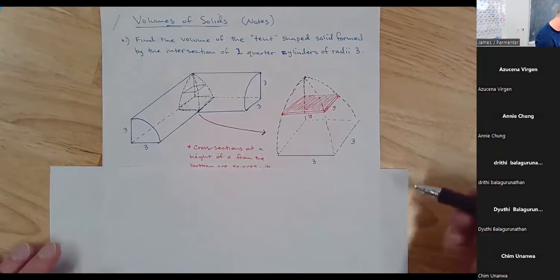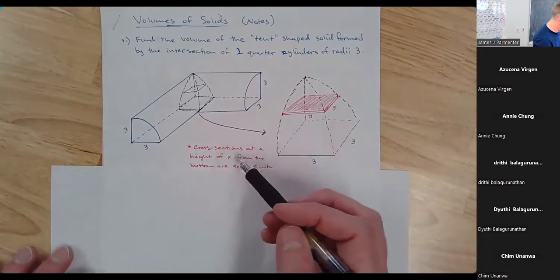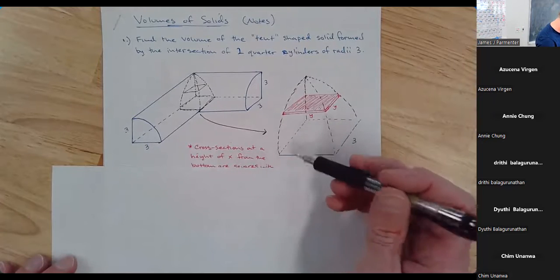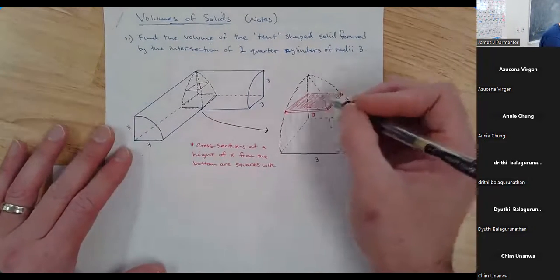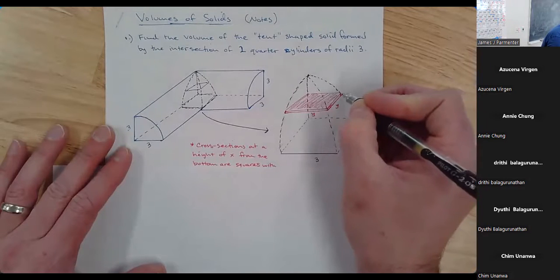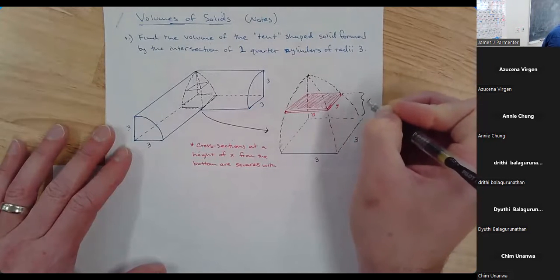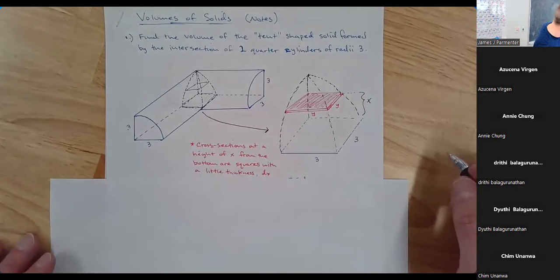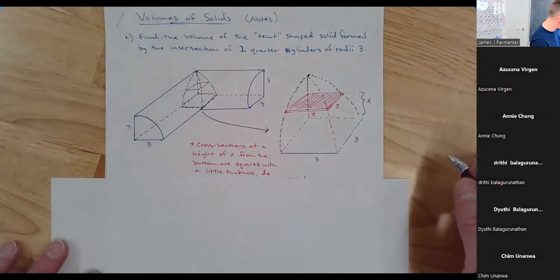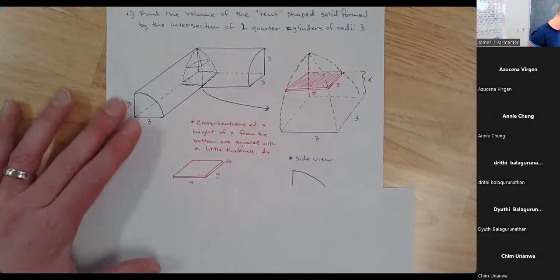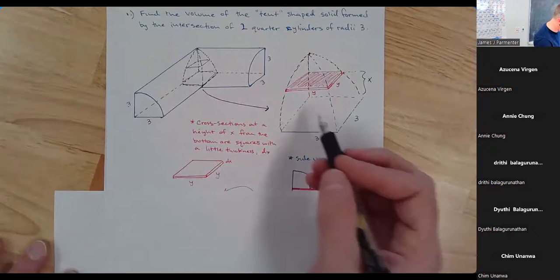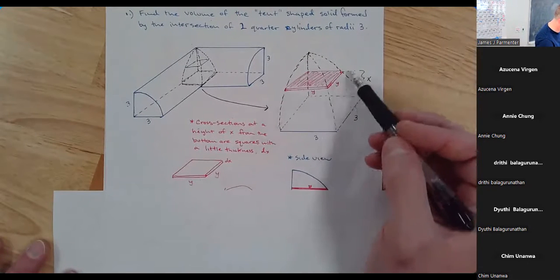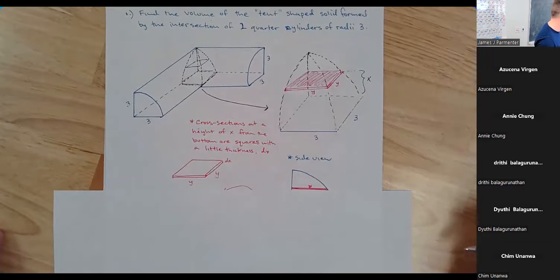All right, so here's what we are thinking. Cross section to the height of x from the bottom. So we're going up to a height of x are squares with a little thickness, dx. Okay. And then the squares have a side length of y. How are we going to figure that out?